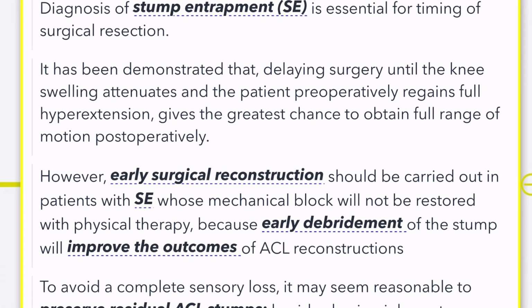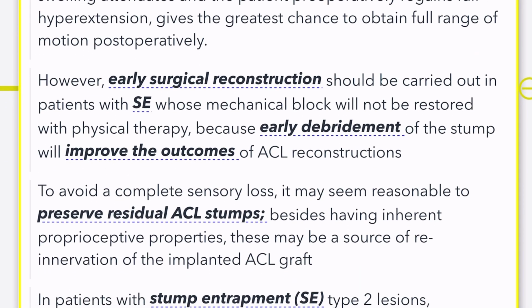Delaying surgery until swelling has resolved and full hyperextension is regained can maximize the chance of restoring the full range of motion postoperatively. However, early surgical debridement may be warranted in patients where the mechanical block will not be resolved with physical therapy alone, as this can improve outcomes of subsequent ACL reconstruction.